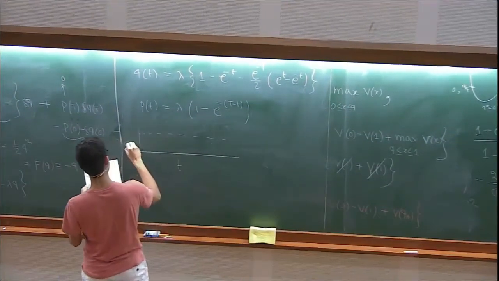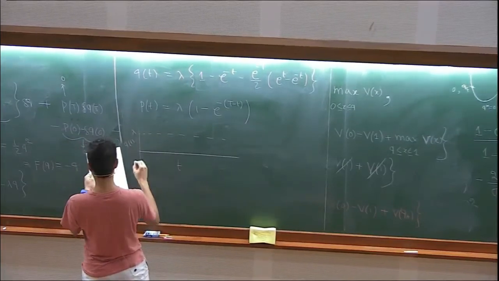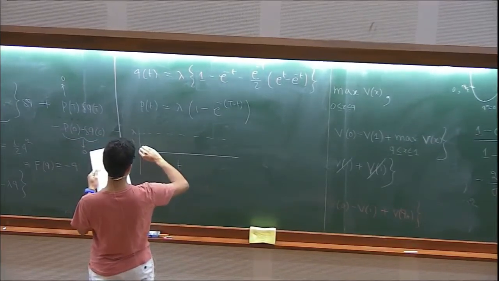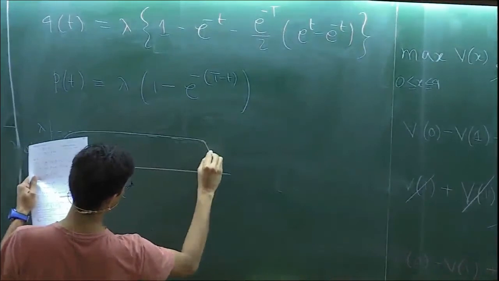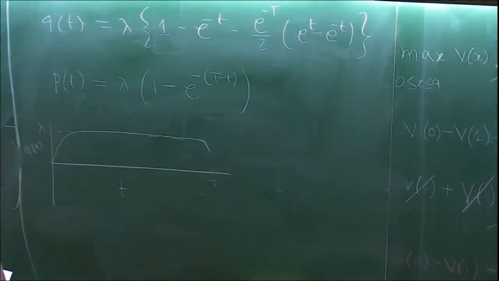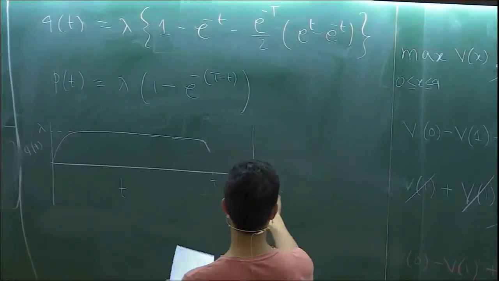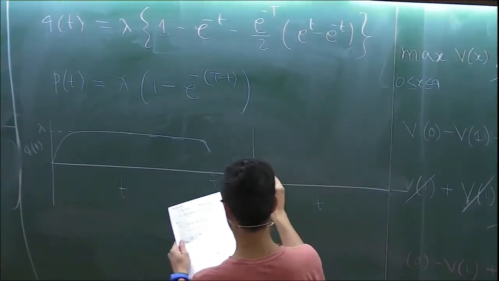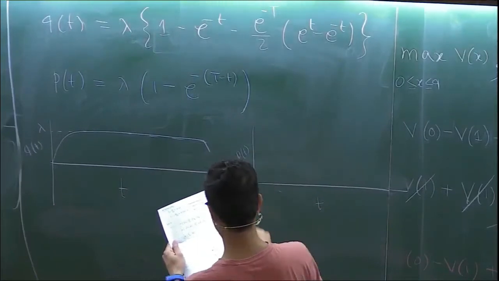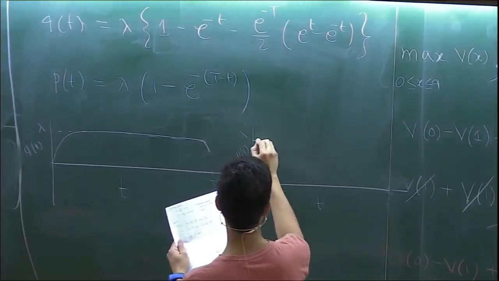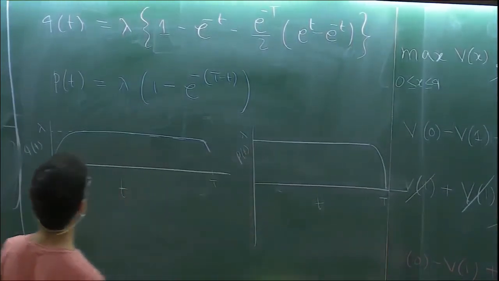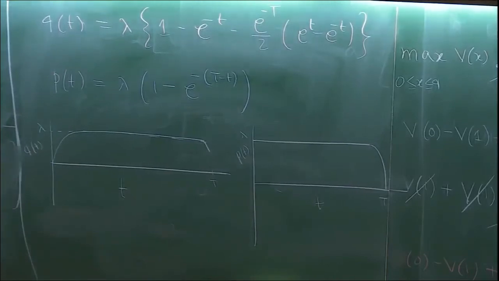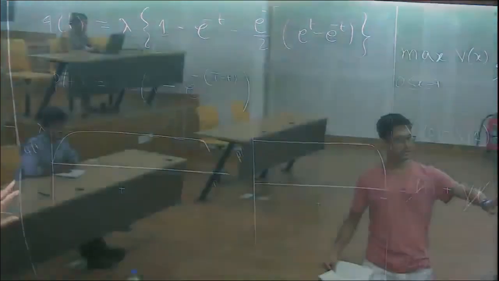So I'm plotting here q of t. This part is lambda. If you plot it, I started at q0, goes here, remains there, and somewhere towards the end, it just comes down. If I plot the p of t, it started at lambda, goes there, and very towards the end, it comes to 0. From this, you can just see that most of the time, the optimal profile just remains constant over time.